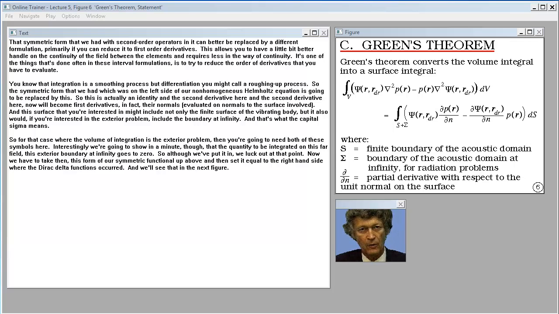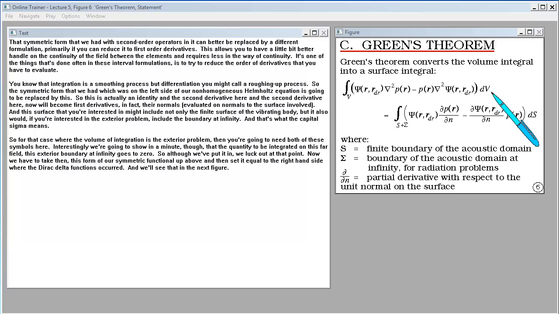That symmetric form that we had with second-order operators in it can better be replaced by a different formulation, primarily if you can reduce it to first-order derivatives. This allows you a better handle on the continuity of the field between the elements and requires less in the way of continuity. It's one of the things often done in these integral formulations, to try to reduce the order of derivatives you have to evaluate. You know that integration is a smoothing process, but differentiation you might call a roughing up process.